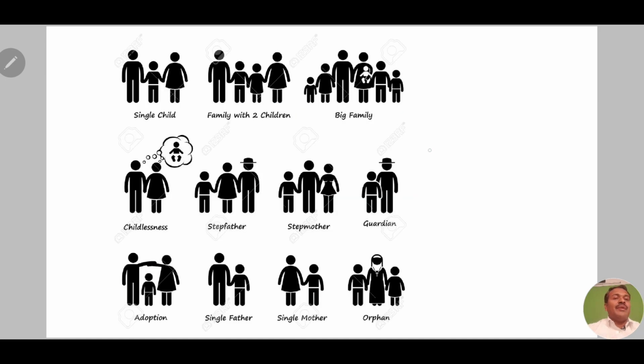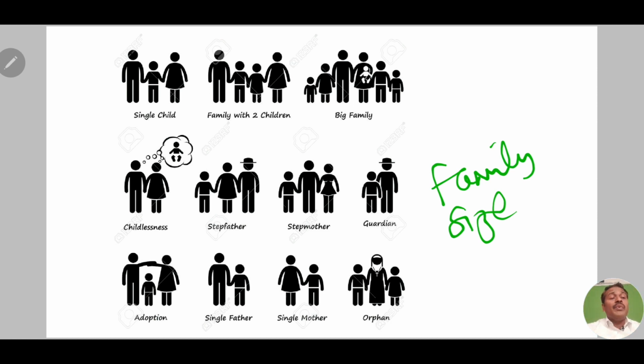Next is family size. What does family size mean? The total number of persons in a family is the family size. In demography, it means the total number of children a woman has born at a point in time. The completed family size is the total number of children born by a woman during her childbearing age group, which is generally assumed to be between 15 and 45 years.